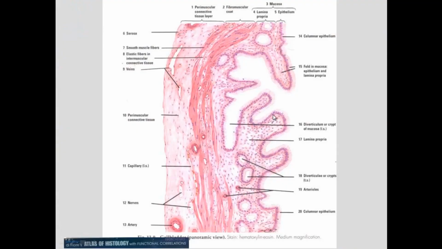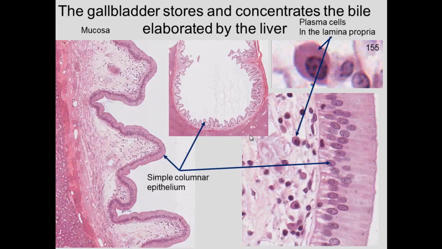Here we see the gallbladder, some smooth muscle, a lot of connective tissue, and simple columnar epithelium covering the lamina propria. We can see the real specimen. This is liver out here, but then you can see a simple columnar epithelium.